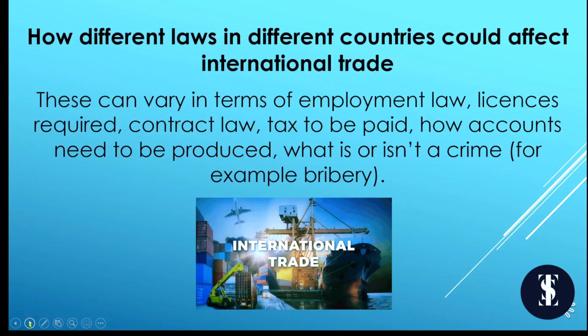Different laws in different countries could affect international trade, so these can vary in terms of employment law, licenses required, contract law, tax to be paid, how accounts need to be produced, and what is or isn't a crime. So for example, bribery is acceptable in some countries, not in others.